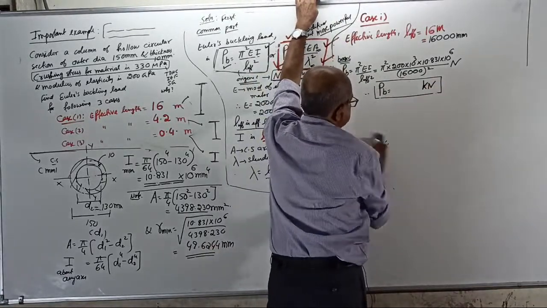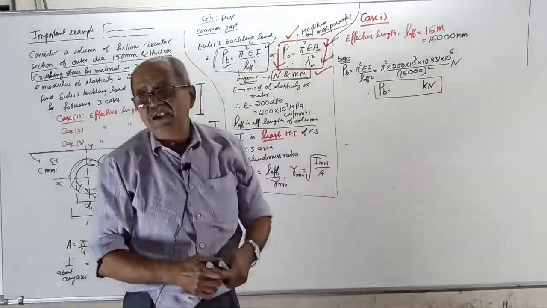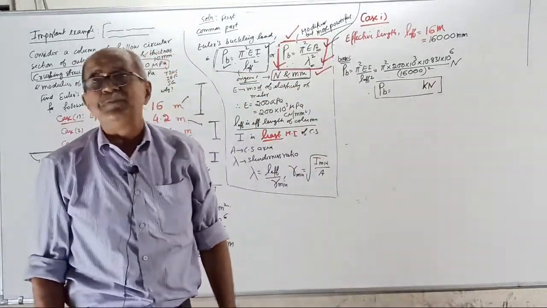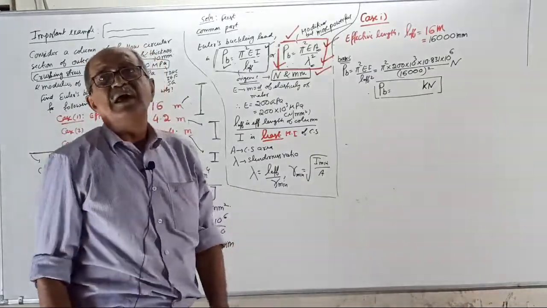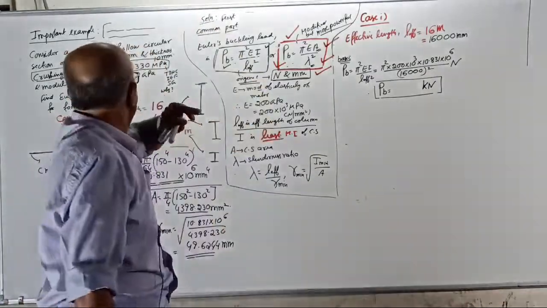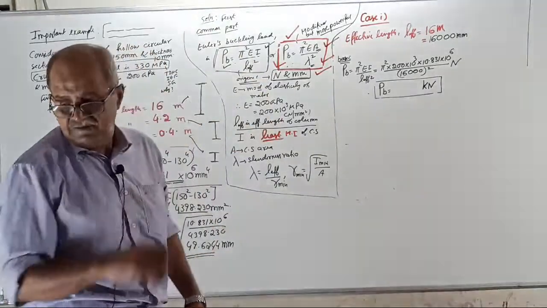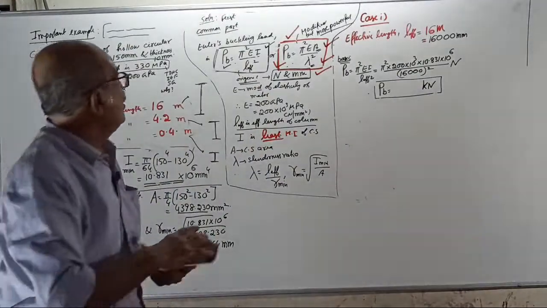This is the load at which this steel pipe of this dimension and effective length of 16 meter will buckle. That is the load at which it will buckle.